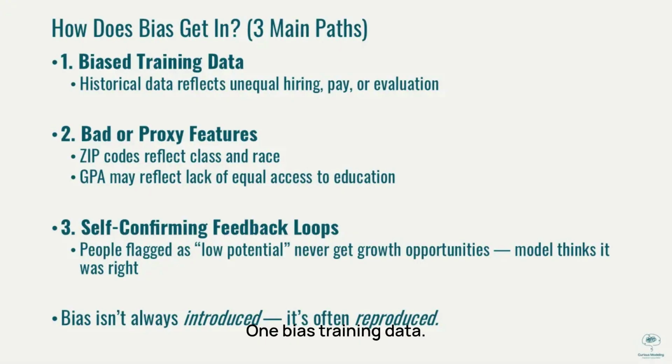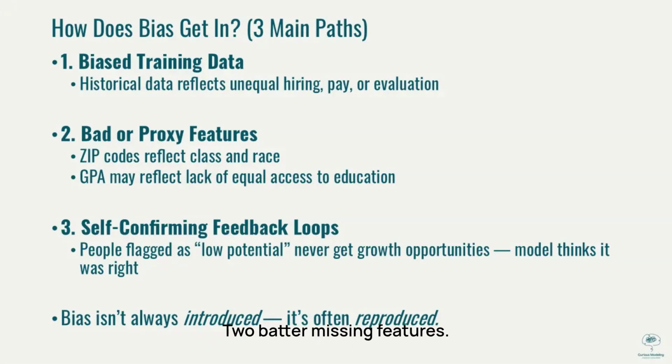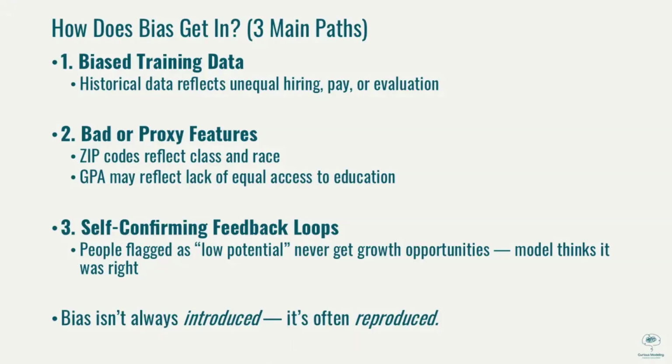1. Biased training data. If your past hires were mostly men, your model may predict that men are better candidates. 2. Bad or missing features. If you're using things like zip code, GPA, or even job title as proxies, you're actually modeling privilege. 3. Feedback loops. If your model thinks a group performs poorly, and you stop giving them chances, the model eventually makes itself right. These aren't just abstract mistakes. These are design flaws in real systems that affect real people.